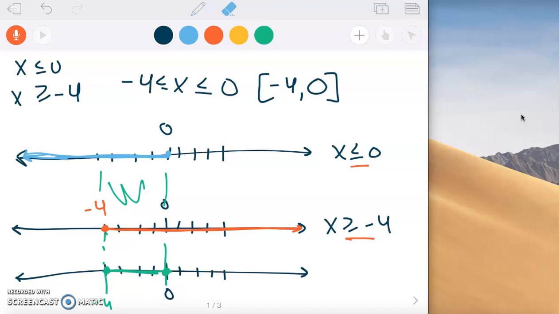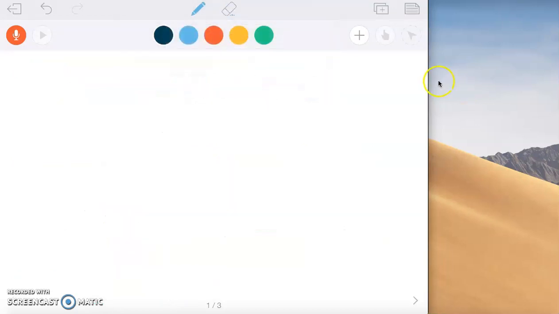All right, let's take a look at another example. Here we have x is greater than or equal to 0, and x is greater than or equal to -5.